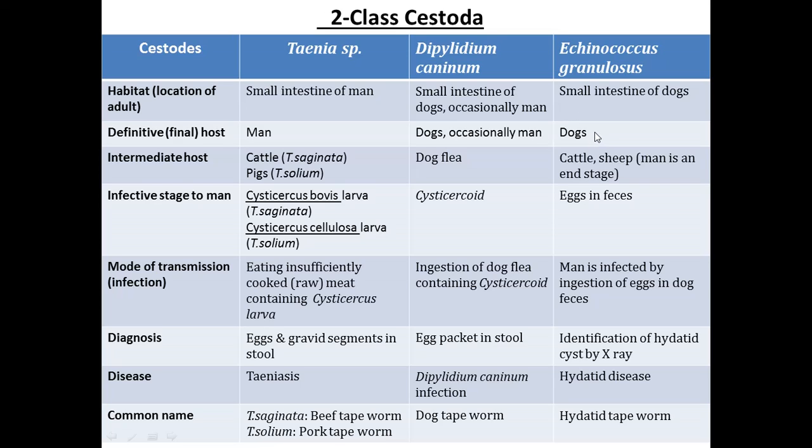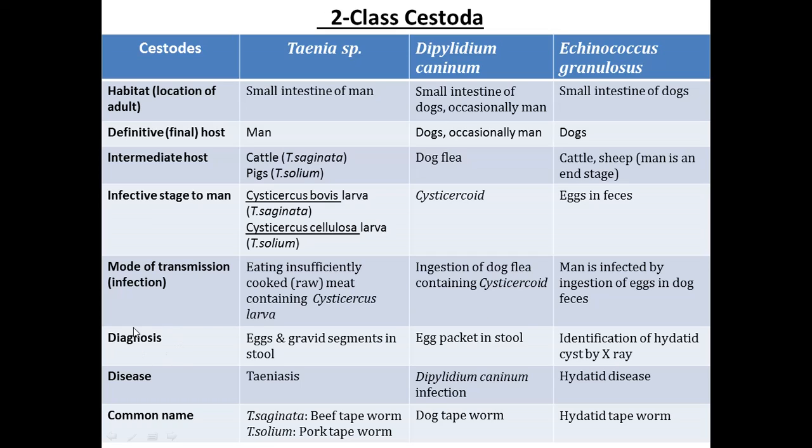Okay, the name of the disease in case of Taenia is called taeniasis. In case of Dipylidium caninum, it's called Dipylidium caninum infection. And in case of Echinococcus granulosus, it's called hydatid disease. Why is it called hydatid disease? Due to the formation of the hydatid cyst. We will talk about them right now.